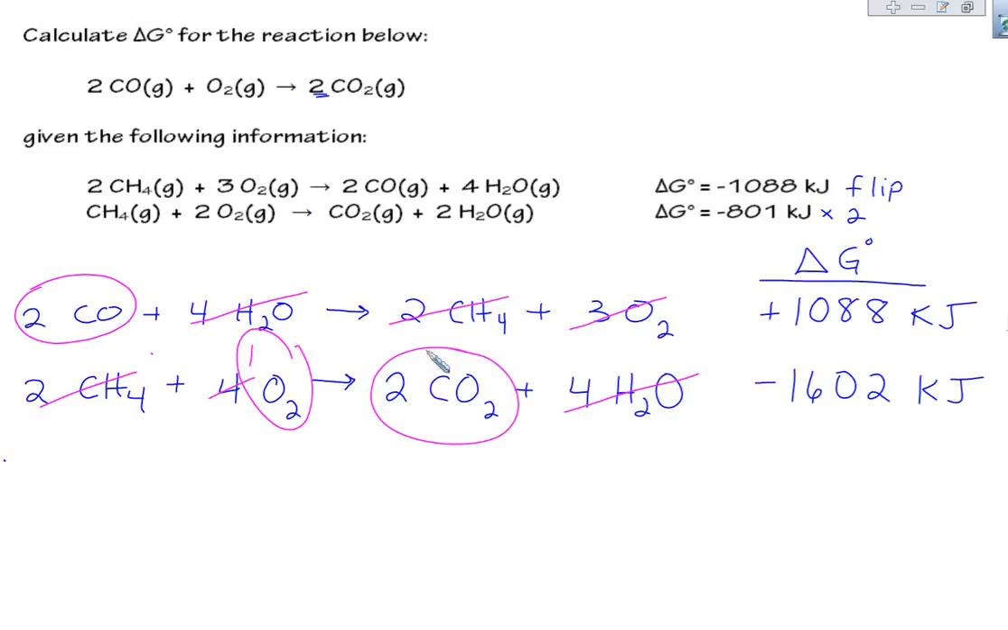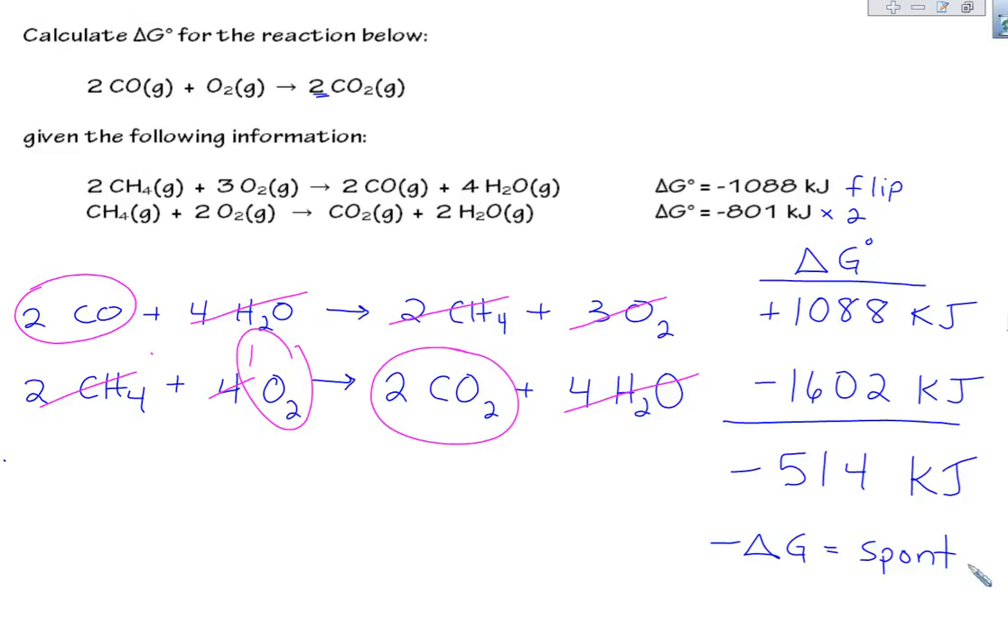So now all I have to do is add these to get my overall delta G. I would end up with a negative 514. Often with delta G, we're not so concerned with the quantity as we are the sign. I have a negative delta G. This is likely to be spontaneous.